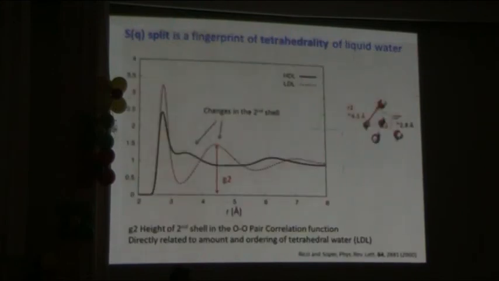We want to extract more information from the experimental data, so we want to be able to say something about the tetrahedrality. We need some parameter, and what we will use is the height of the second shell, which we will call G2. Here are experimentally derived pair correlation functions for high-density liquid and low-density liquid.